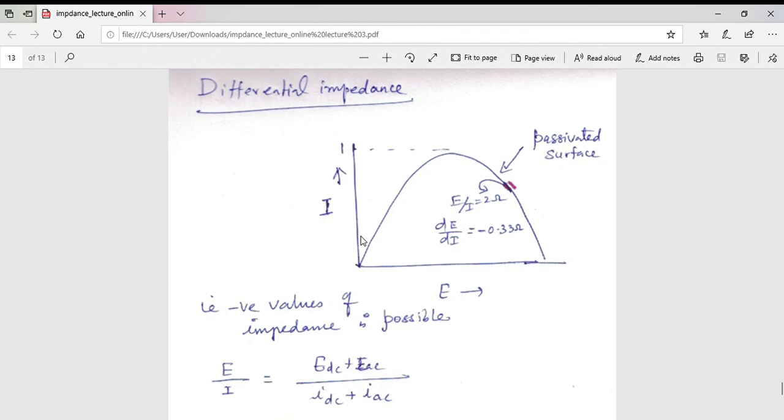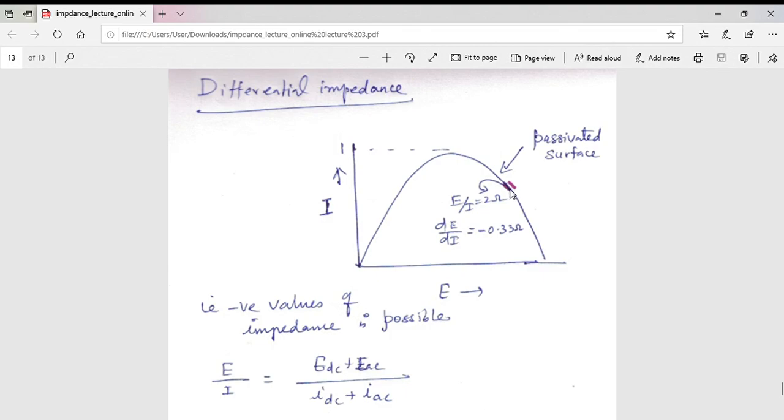Assume you have an I-E relationship like this, for example an electrode that gets passivated. Initially when you increase the voltage, the current is increasing. When the electrode gets passivated, the current drops like this. Suppose you try to measure the ratio of potential and current, in this case say about 2 ohm.